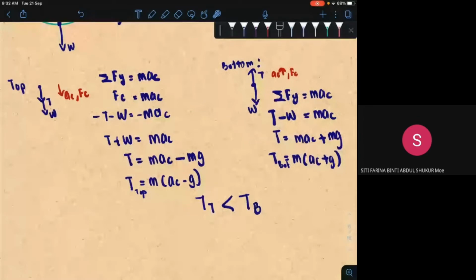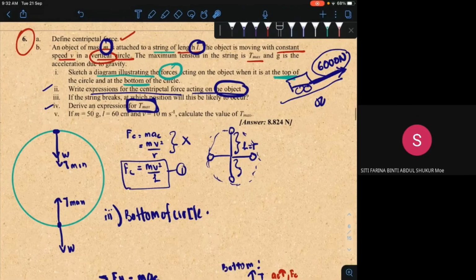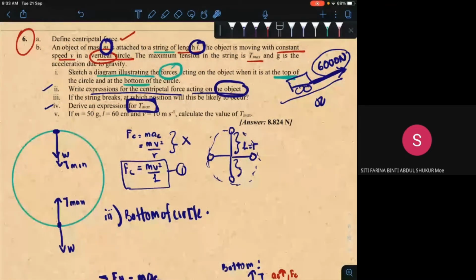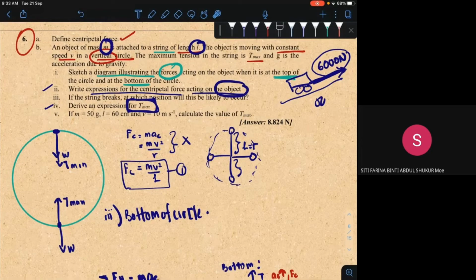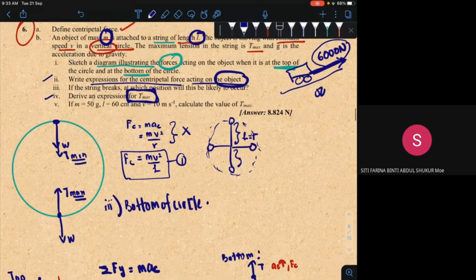Okay, ini memang tetaplah. So next time whenever you encounter this type of question yang kamu ada objek kamu tengah berpusing terikat pada tali, tali atas, tali bawah, both ada tension tapi tension yang berlainan. So tension dekat atas selalu minimum, tension dekat bawah selalu maximum. That is why you can also deduce for question 3, the string akan break dekat mana. Possibility untuk dia break adalah dekat bawah saja sebab tension dekat bawah maximum. Tension dekat atas minimum, so tak ada chance untuk dia terputus.